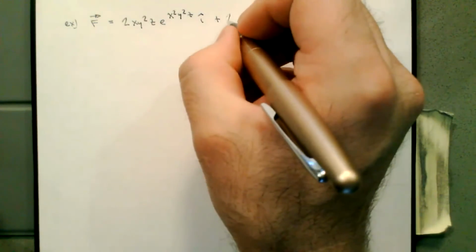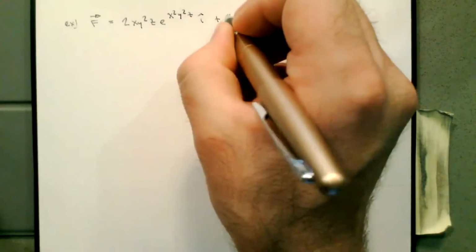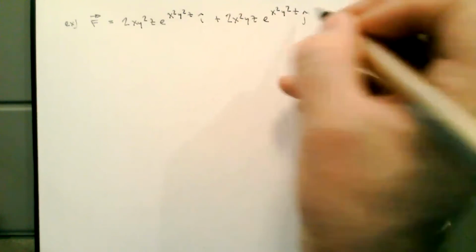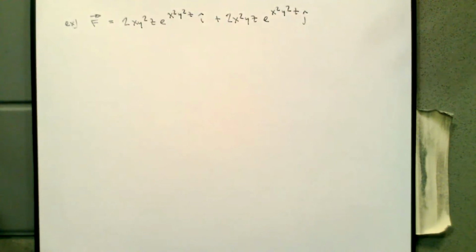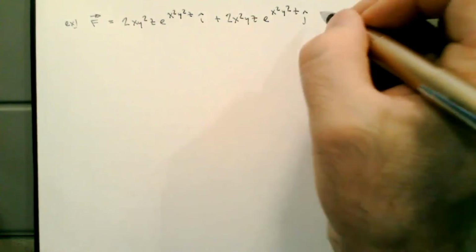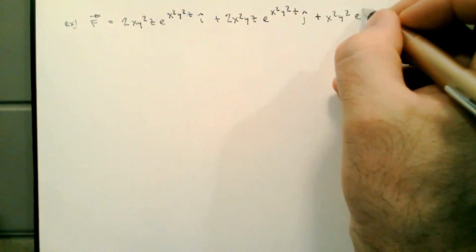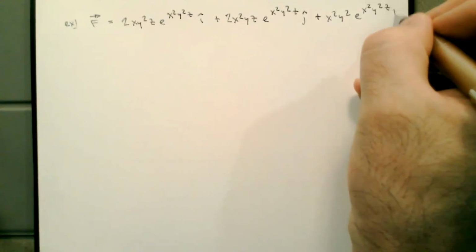At this point, you could probably see what the next term I'm going to write is. Take a minute and think about it, not a whole minute. See if you see it right away. Might be more clear now. So the next one is going to be plus x squared y squared e to the x squared y squared z times k.